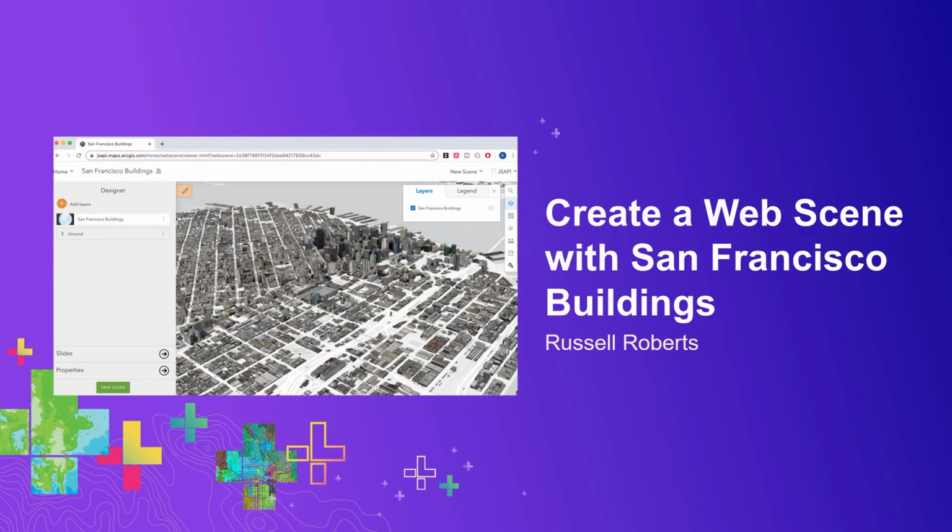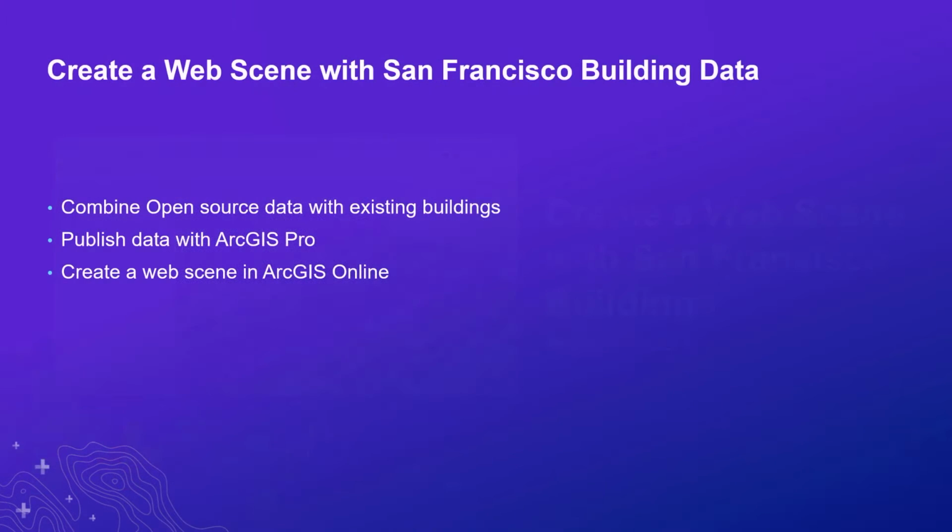So how do we actually create a web scene? I'll be using some San Francisco buildings. I'm taking the San Francisco buildings that have already been texturized, so they have a realistic look to them. But there's no attribute information in them, and I'm going to tell you how I combined some assessor information with the building year and height, and combined that to some already generated multi-patch features. We're going to be publishing that data with ArcGIS Pro, and then creating a web scene in ArcGIS Online.